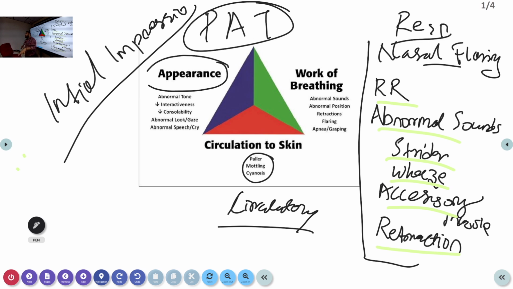And after that, what you have to do? You have to come to a conclusion. What is your initial impression? And after that, you need to go for your primary assessment, which will start with airway, breathing, circulation. That we'll do in the next class. Okay. This is a very important exam question. This can be a 7 mark or a 10 mark question. Pediatric assessment triangle, the PAT triangle, you have to know in and out. Okay. Thank you.